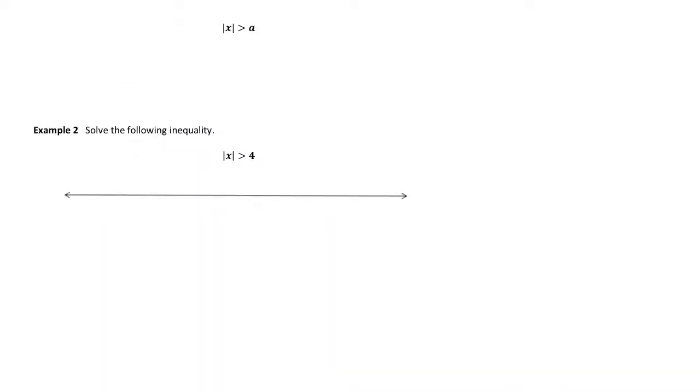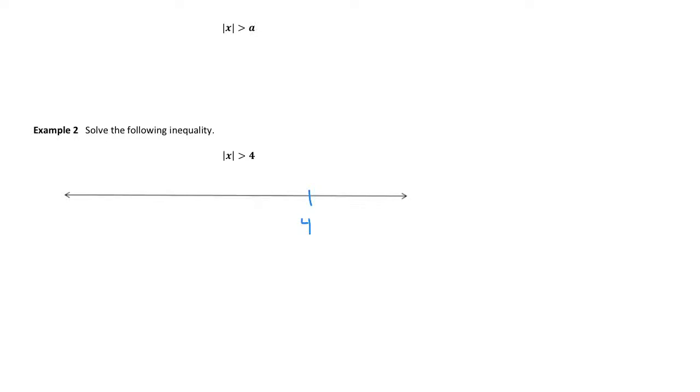So how do things change if we switch it from less than to, in this case, the absolute value of x is greater than a number? So I'll again go to my number line and try to see if I can reason this out. So I'm going to start at 4. Maybe I'll put 4 right there.